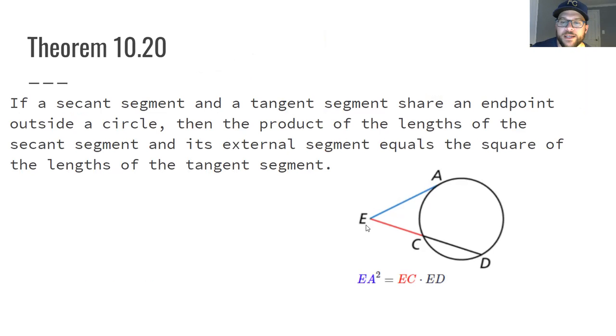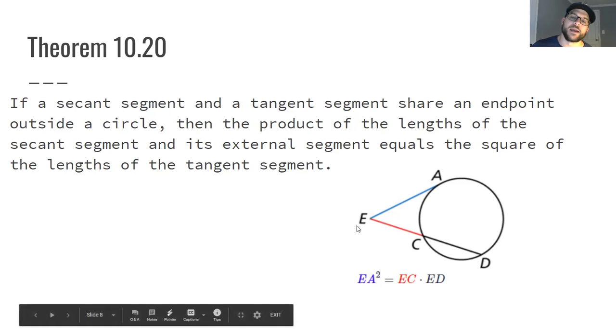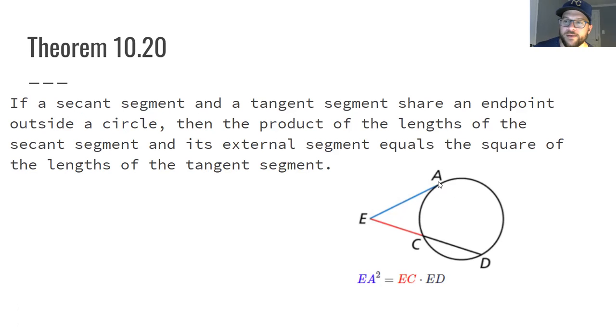So EA times itself is going to be equal to external times whole. Because remember, this is a secant, so it's always external times whole. And it's just tangent times itself, tangent. You could either square it or you can multiply it twice. It's going to be the same thing.